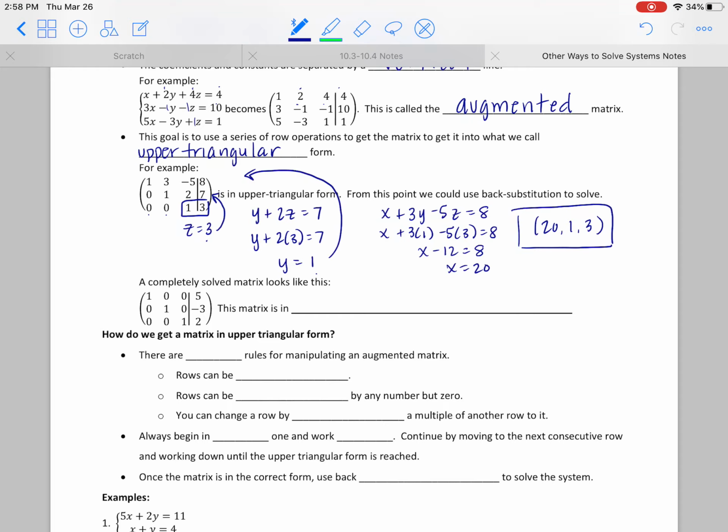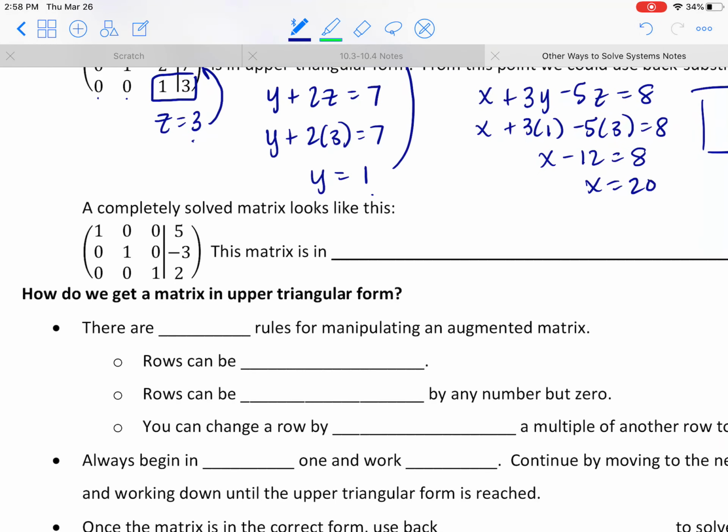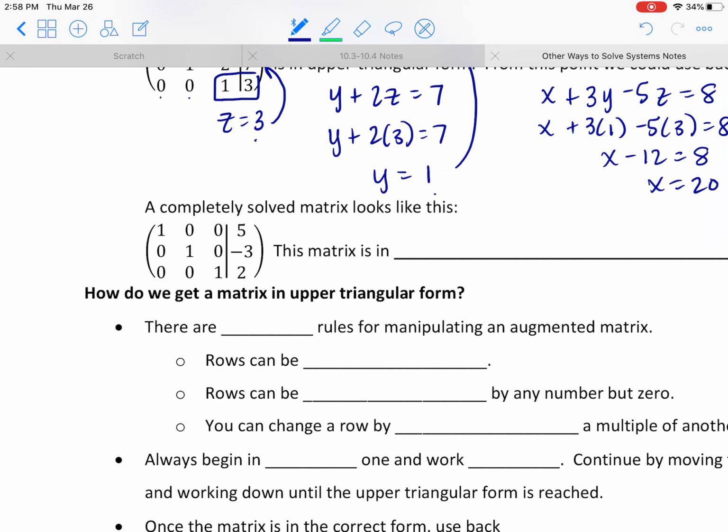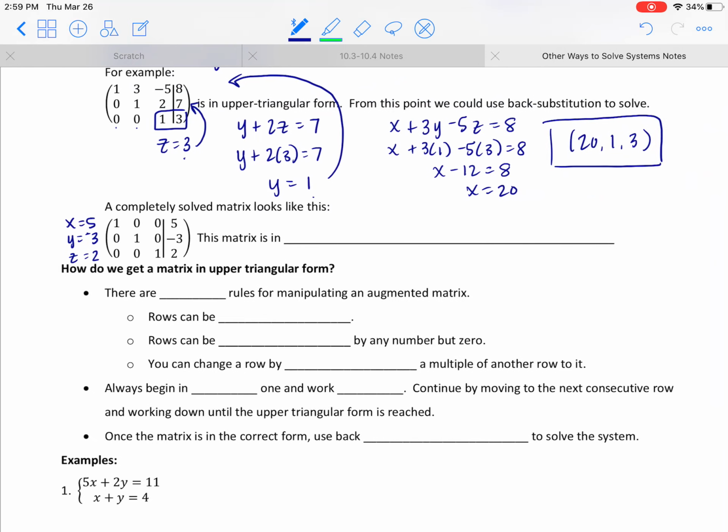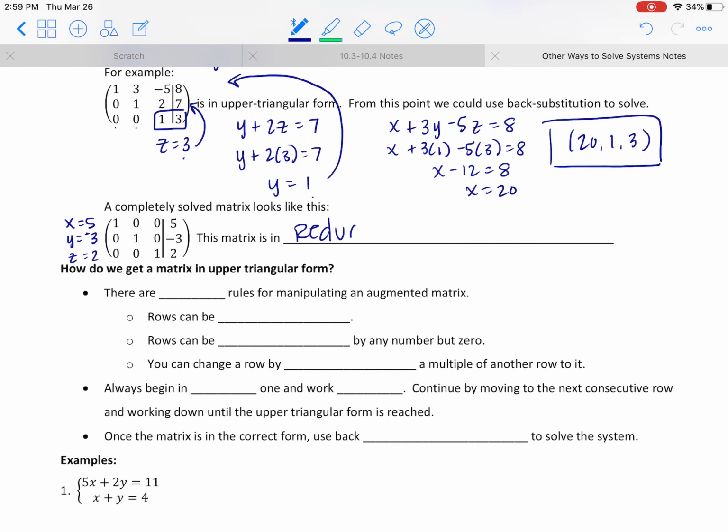Now, if we use those same operations that we'll talk about shortly here to manipulate the matrix completely, a completely solved matrix would look like this, where we have 1x, 1y, 1z completely solved for, right? 1x would have to equal 5. So this first row here says x equals 5. The second row here says y equals -3. And this last row says that 1z equals 2. So that's how it would look if it was completely solved, okay? And this is what we call reduced row echelon form.